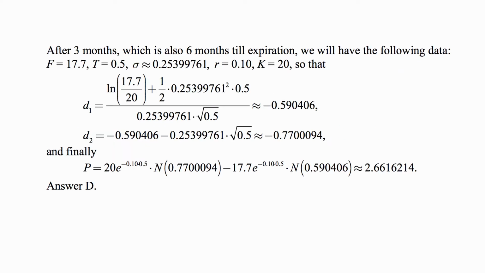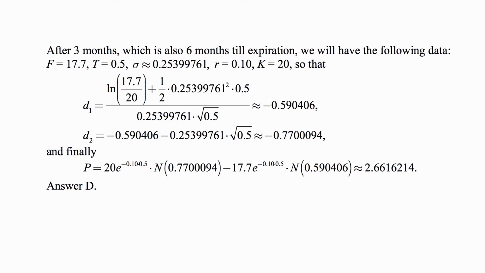After 3 months, which is also 6 months till expiration, we'll have the following data. The F will be 17.7, that's given in the problem. T will be 0.5, 6 months till expiration. Sigma is what we just found. R is still 0.10, K is equal to 20. That's the exercise price of the option. So we can find d1 just by plugging in these numbers, and d2.